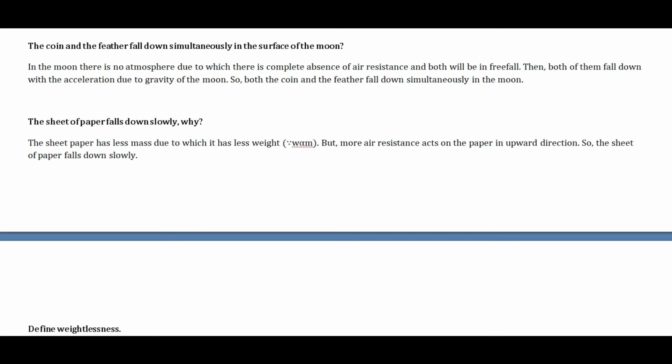But you know, on the moon there is no atmosphere, due to which there is a complete absence of air resistance, and both the coin and the feather will have free fall on the surface of the moon. Due to which they will fall down with the acceleration due to gravity of the moon. So both the coin and the feather fall down simultaneously on the moon. That means they reach the ground together on the surface of the moon if they are dropped from the same height.